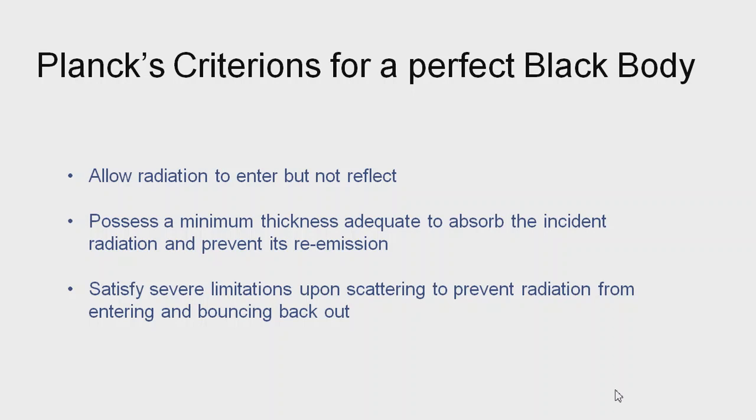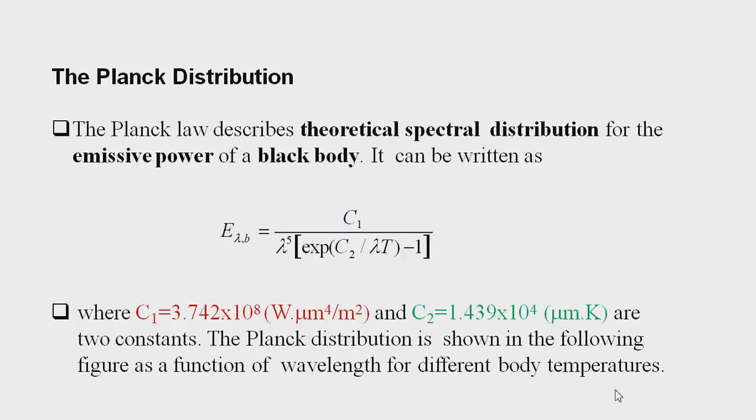A black body allows radiation to enter but not reflect. A black body possesses the minimum thickness adequate to absorb the incident radiation and prevent its re-emission. And a black body satisfies a severe limitation upon scattering, to prevent radiation from entering and bouncing back out. So these are basic assumptions, and we can easily see that the assumption of a black body is a hypothetical one. This cannot happen in actual life.